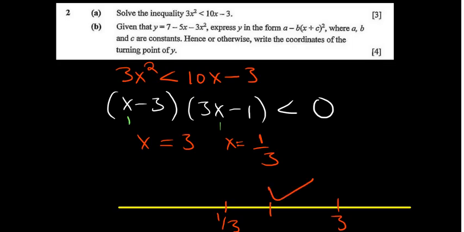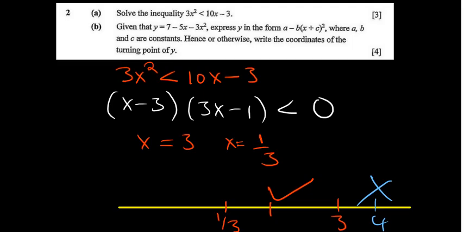Let's of course disqualify the others. What if you get a 4? A 4 is greater than 3. If you put a 4 there, 4 minus 3 gives us a positive. Whatever you're going to get there minus 1 is going to give you a positive. So positive times positive is a positive. A positive number is not less than 0, so it disqualifies that part.